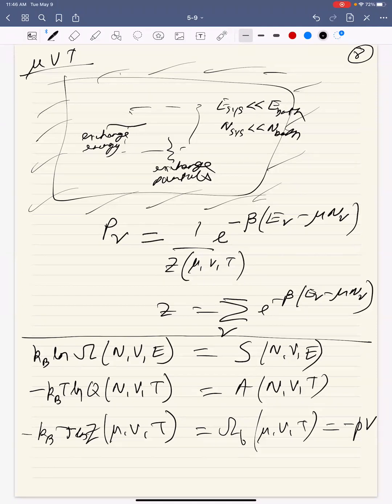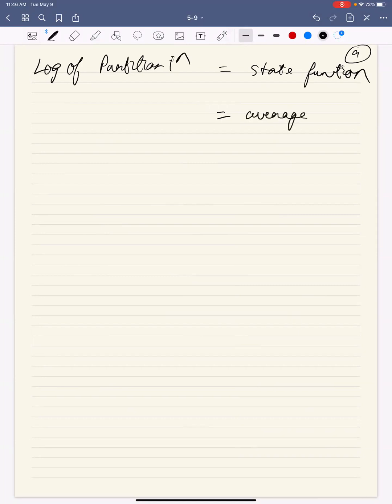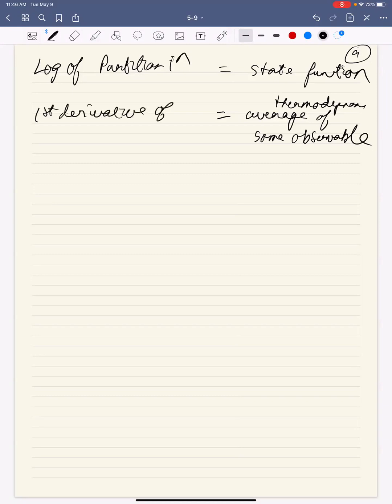But the key message to remember here is that the log of the partition function gives us some state function, right? Depending on which ensemble you have, you get a different state function. But when we want to calculate the thermodynamic average of some observable, apart from that particular state function, we end up taking the first derivative of the log of the partition function. Remember, we did it many, many times.